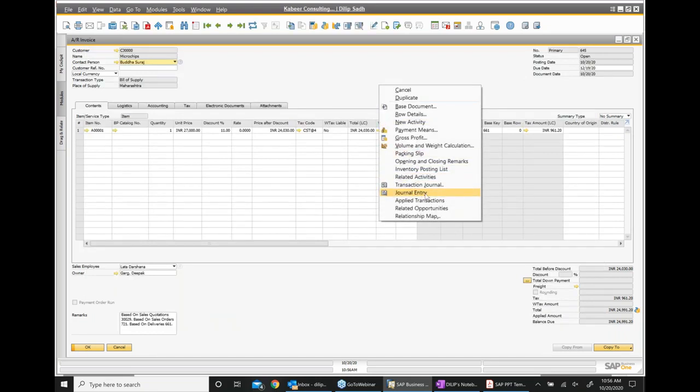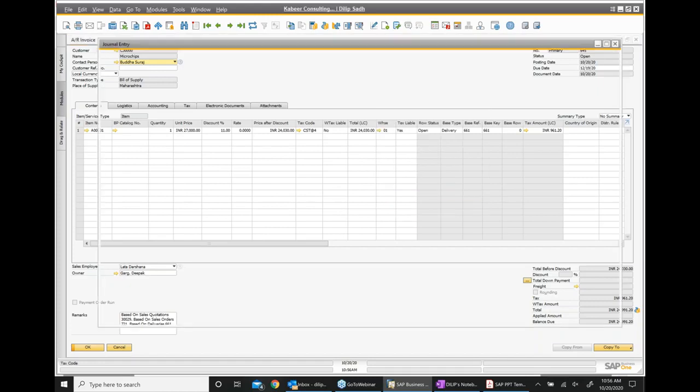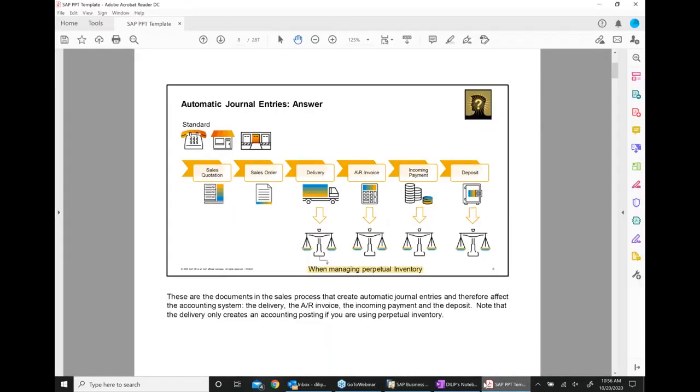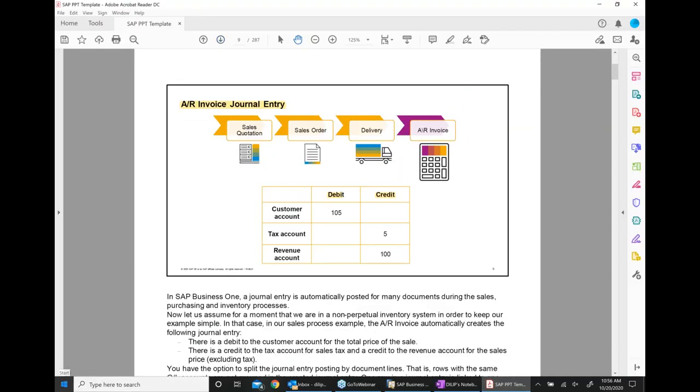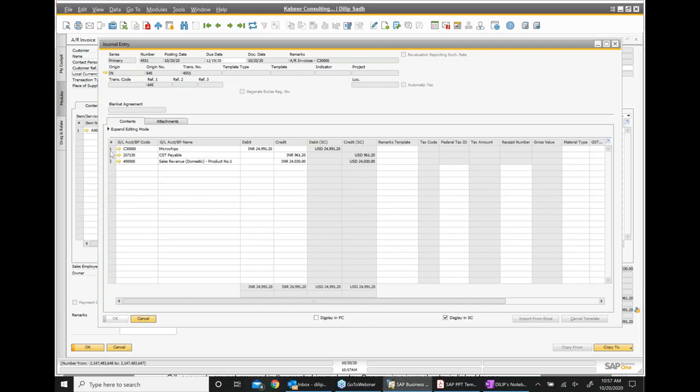See here, look carefully. There is a general entry here. This is the general entry we see here. Go back to the next page. What does this next page tell me? It tells me that at the time of the AR invoice, my customer account is debited. My customer, Microchips, for 24,591.20 rupees, has been debited. Customer gets debited.